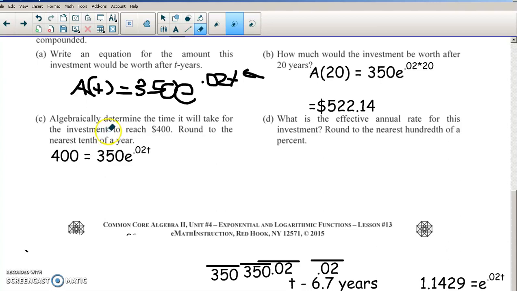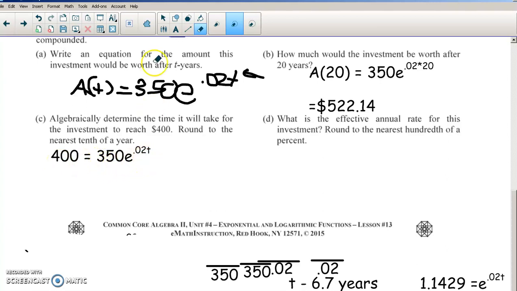Then you get to part C. Algebraically determine the time it will take for the investment to reach $400. Now, if you recall, when we were doing this with just exponents, you would have had to have in Y1 this original equation. In Y2, you would have had to have 400. You would have had to copy the table, reset the window, graph both, and then find the intersection. A ton of work. If we now put the $400 in for the amount that we want, and we use logs, we'll solve this quite quickly.